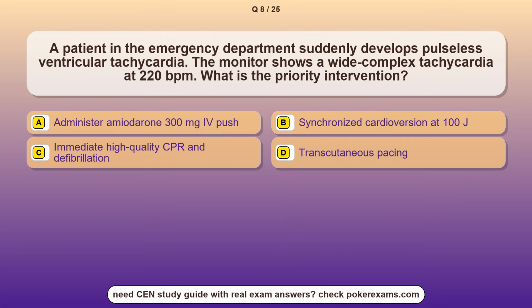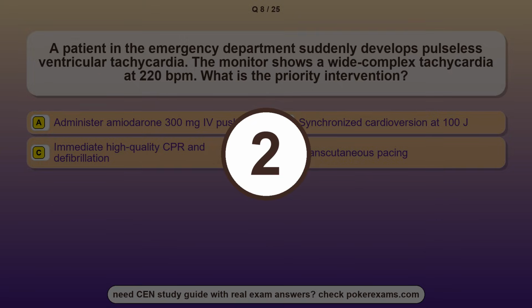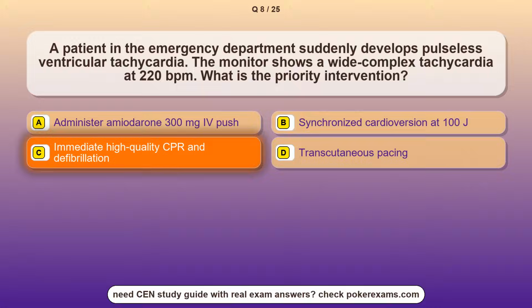Question 8. A patient in the emergency department suddenly develops pulseless ventricular tachycardia. The monitor shows a wide-complex tachycardia at 220 bpm. What is the priority intervention? Option A. Administer amiodarone 300 mg IV push. Option B. Synchronized cardioversion at 100 J. Option C. Immediate high-quality CPR and defibrillation. Option D. Transcutaneous pacing. The correct answer is option C. Immediate high-quality CPR and defibrillation.